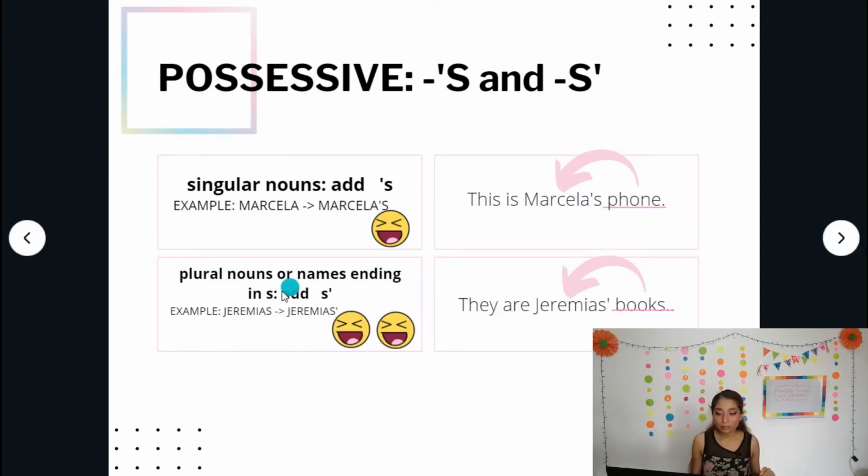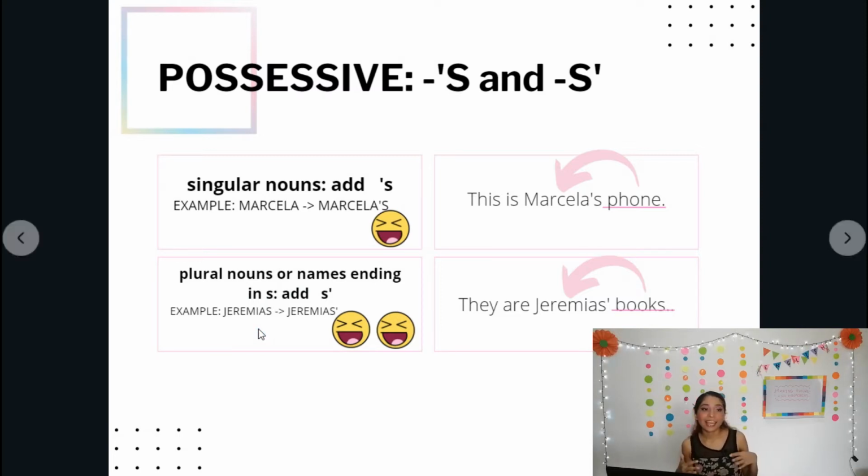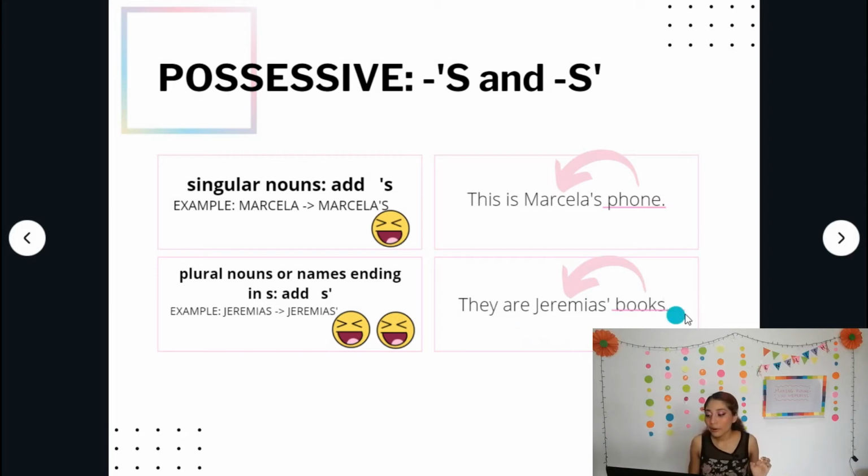So look at this. In this case, the S apostrophe, we use it when we are talking about plural nouns, two or more, or names that end with S, o nombres que terminan con S. For example, I use this name that is Jeremías. Of course, in English, the name is different, but we are going to use it this way so you can notice it. So they are Jeremías' books. So you can see the difference between my name and Jeremías' book.